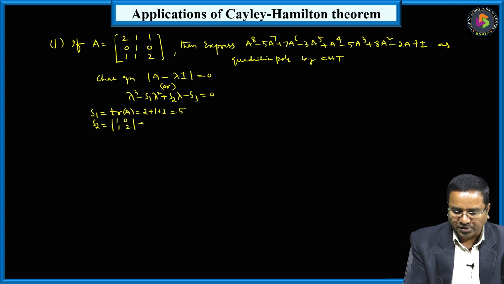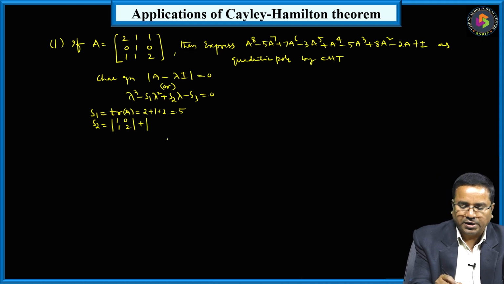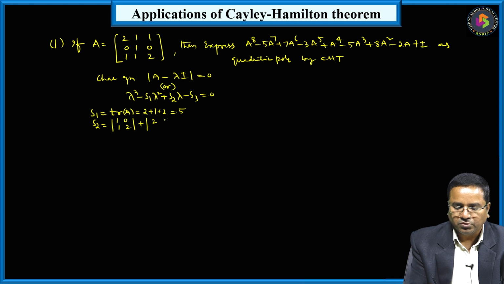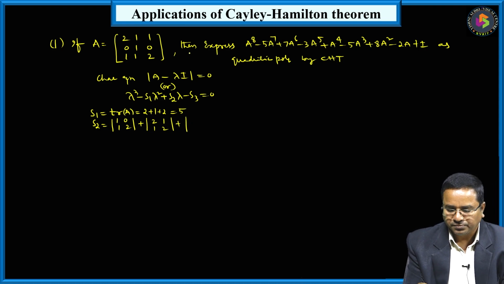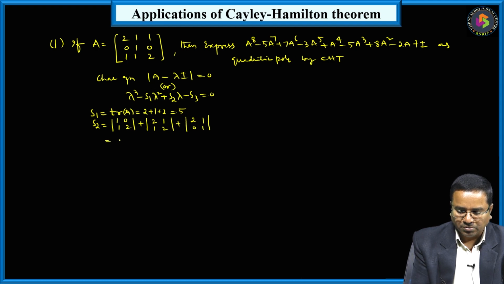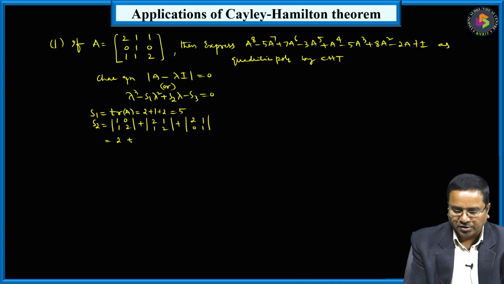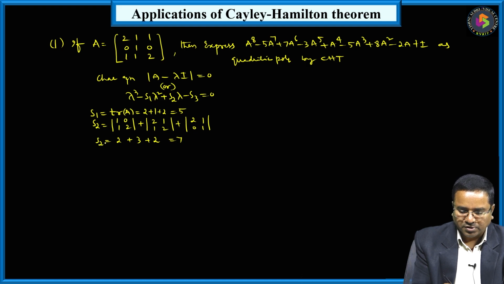The minor of A22 is obtained by deleting the second row and second column, so we get 2, 1, 1, 2. The minor of A33, deleting the third row and third column, gives 2, 1, 0, 1. We know AD minus BC is 2 minus 0, which is 2. Here we will get 4 minus 1, which is 3. Here we will get 2 minus 0, which is 2. So the answer is 7. Answer is 7. Then what is S3?